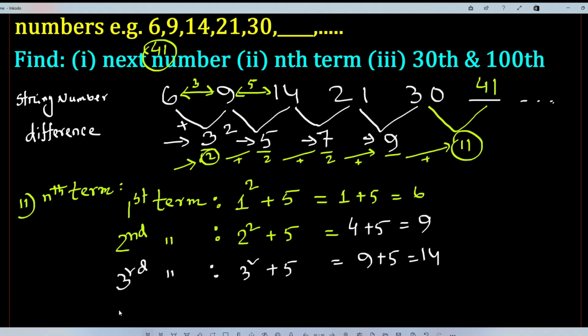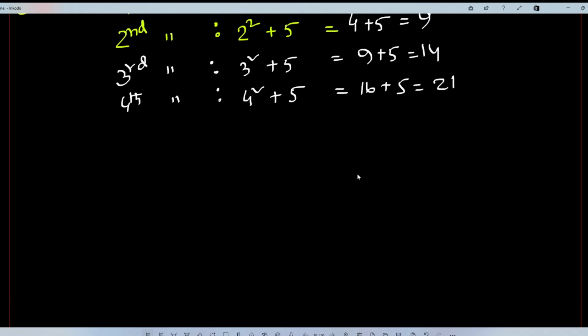Now look, the fourth term: 4 square plus 5, it means 16 plus 5, it means 21. So this is a very easy way we can write the nth term. So what? n square plus 5. Okay, this is our nth term.